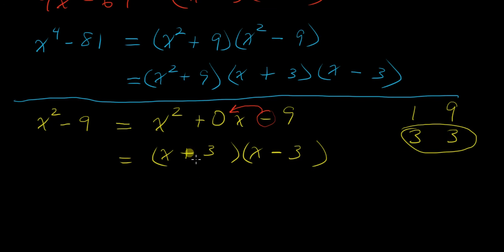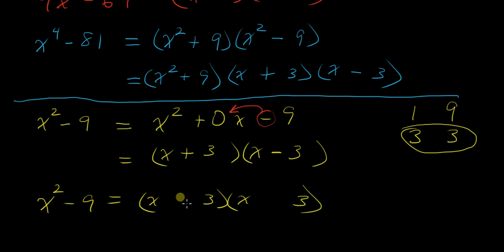And we're actually done. Remember, the shortcut technique is where you make your two parentheses and you say, okay, I'm going to put the square root of x squared in the front of each one, the square root of 9 in the end of each one, make one plus, one minus. Either way, you're going to get the same result.